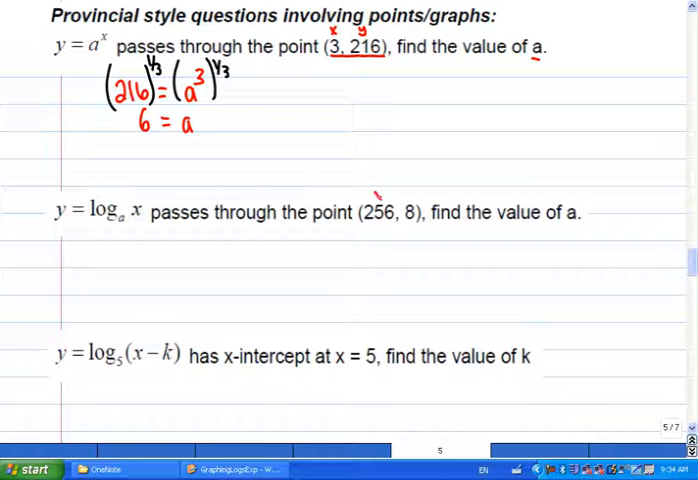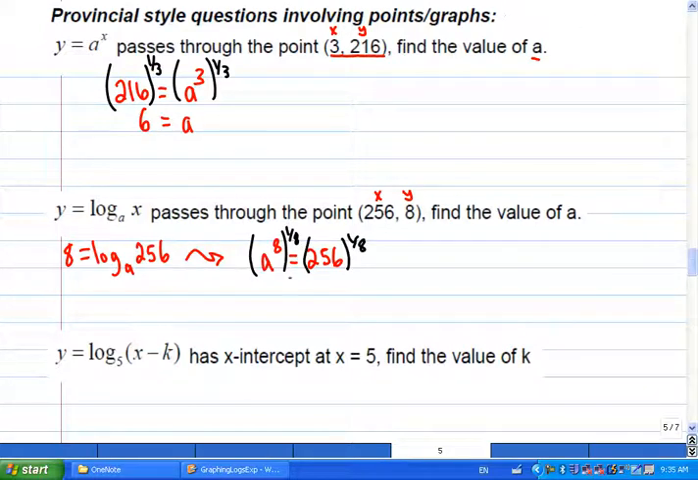Again, this will be the x value, this will be the y value. So if we recognize that, this is what we're trying to figure out. And I would probably rewrite this as a to the 8 equals 256. It's a little easier to solve for. Then I'll do the same thing. If I take the 8th root of both sides, I'll get a equals 2.